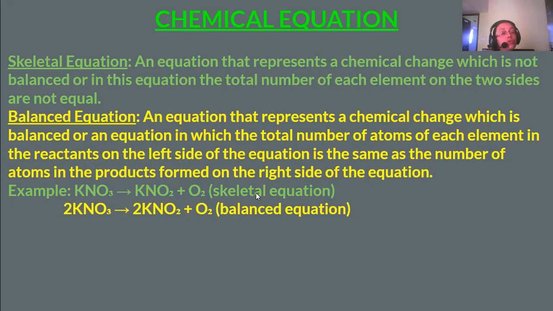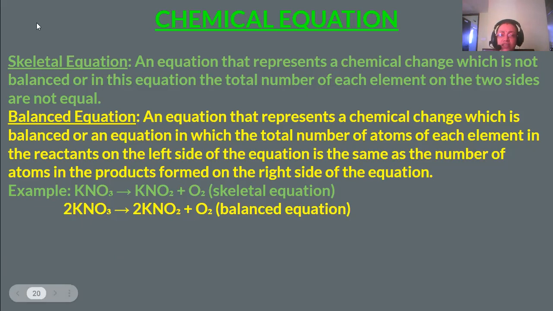Now we come to the balanced equation. A balanced equation is one that represents a chemical change which is balanced, or an equation in which the total number of atoms of each element in the reactant side, on the left-hand side of the equation, is the same as the number of atoms in the products formed on the right-hand side of the equation.